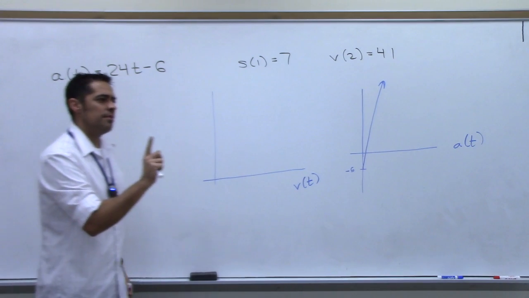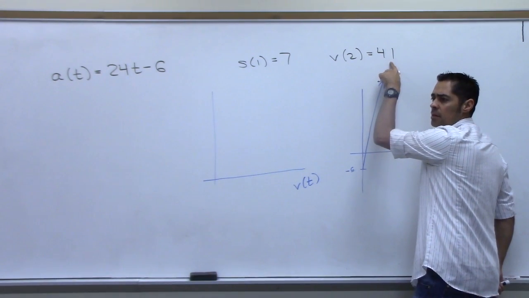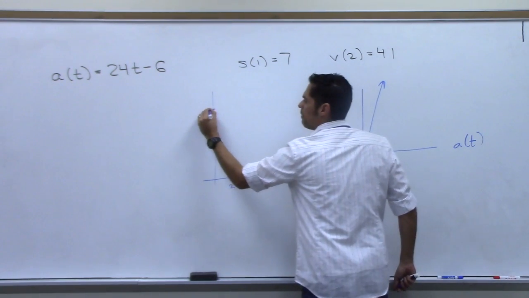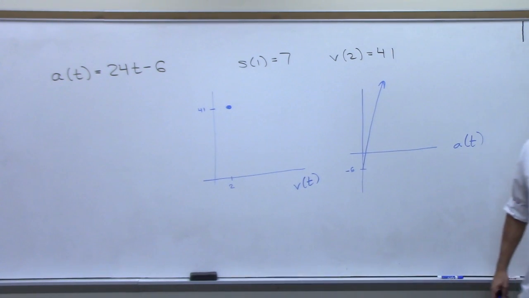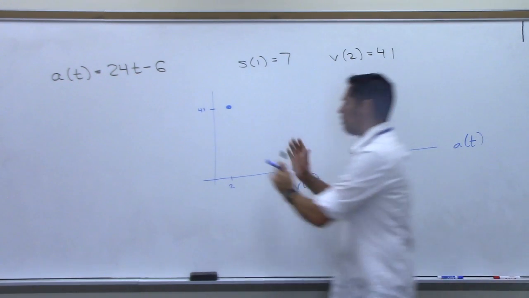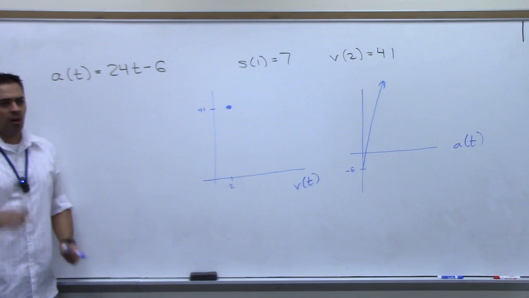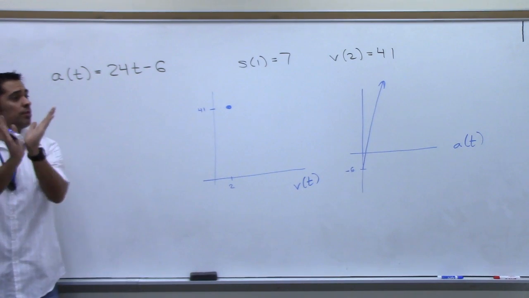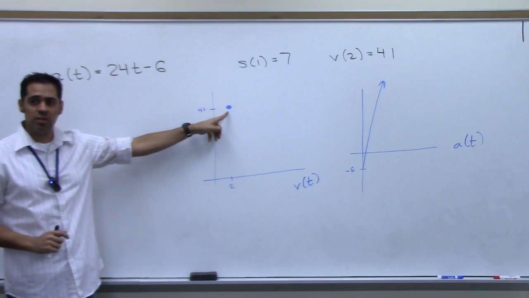But they gave us something else. They told us the velocity at 2 is 41. What does that do for us? At 2, I'm at 41. That point must be on my graph. That's actually going to fix, instead of having a whole family of parabolas, that nails down the one parabola it can be. That's all I need. Just one point on that curve, and I can tell you exactly which of those parabolas it is. So that's an important piece of information to know.